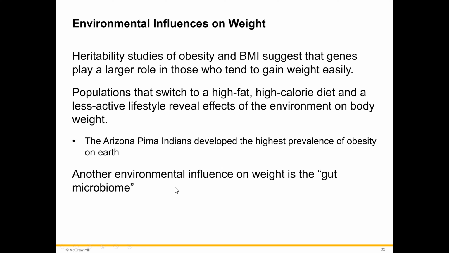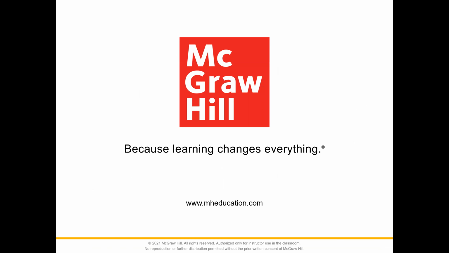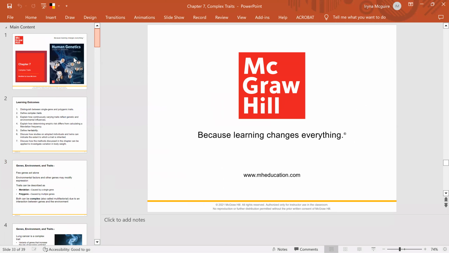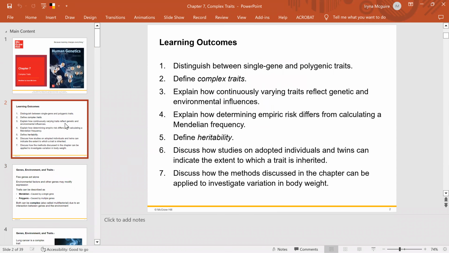Another environmental influence on weight is the gut microbiome. Not only our heredity, not only our environment, but also the microorganisms inside our intestines, large and small, affect our BMI, right? Okay, and that's it for this chapter. Let's very quickly recall what we covered over here.